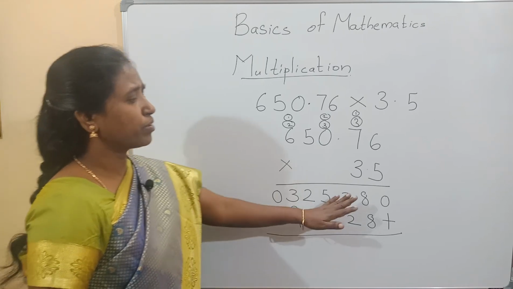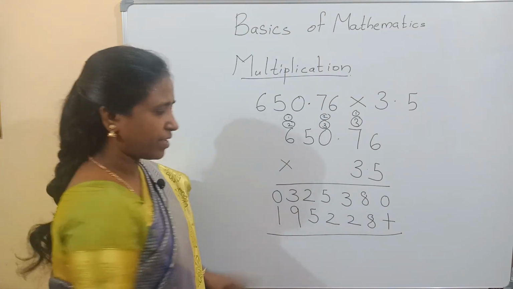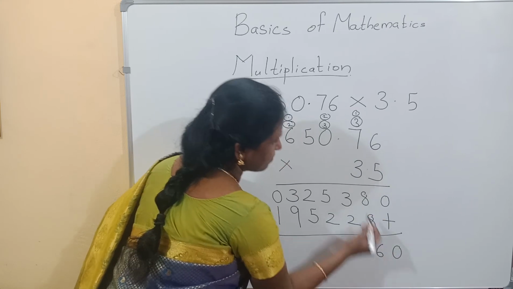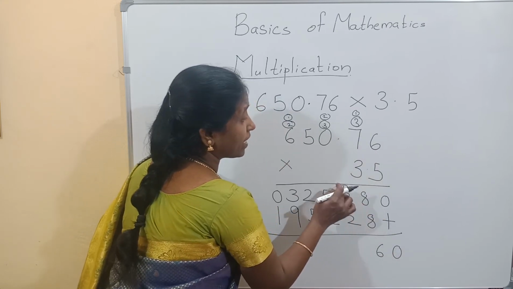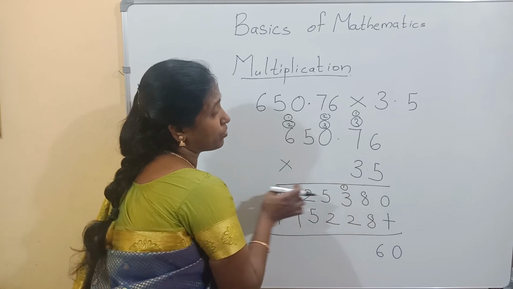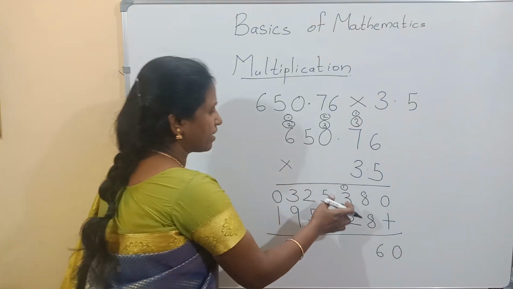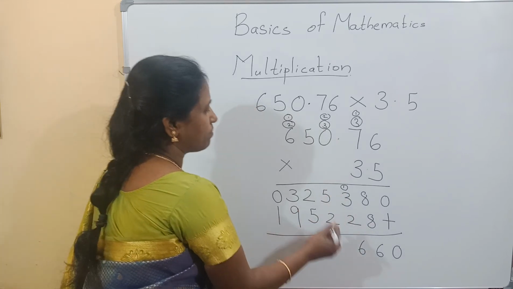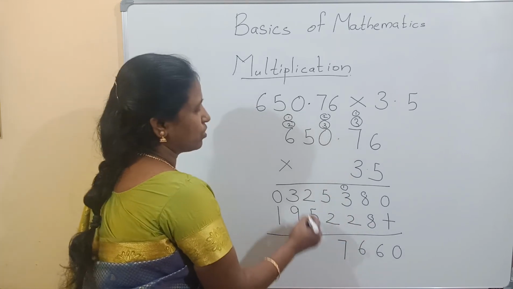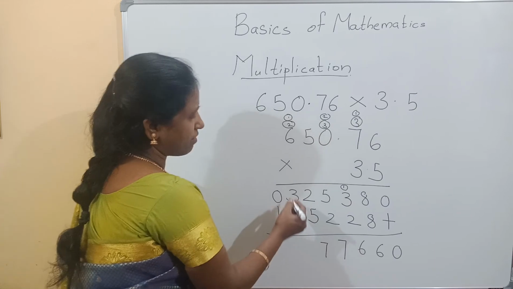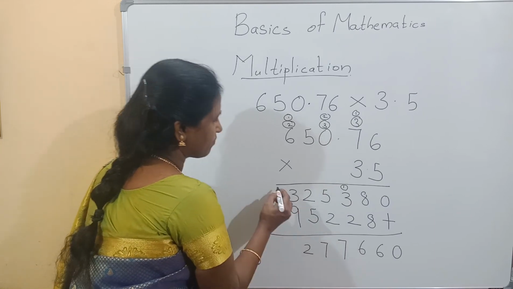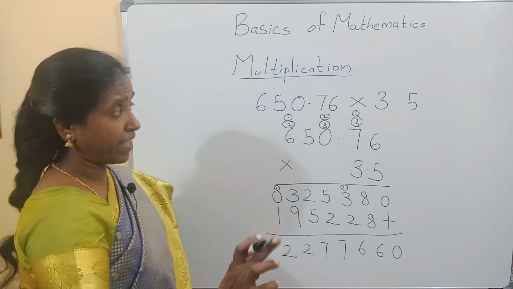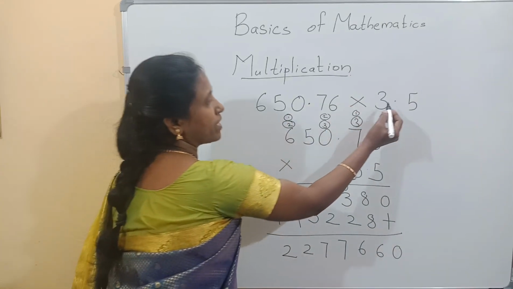And don't put points anywhere here, right? 0, 8 plus 8, 16. Leave a gap here so that you can put the carry here, right? 3 plus 2, 5. 5 plus 1, 6. 5 plus 2, 7. 2 plus 5, 7. 9 plus 3, 12. Carry 1. 1 plus 1, 2.